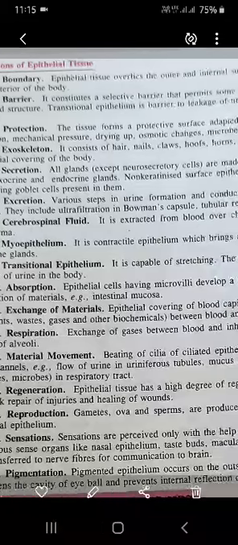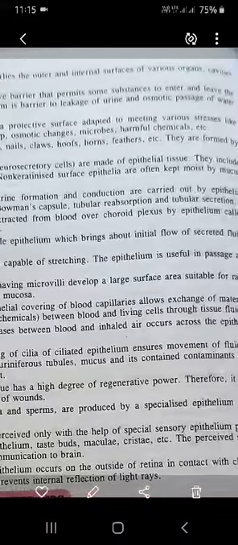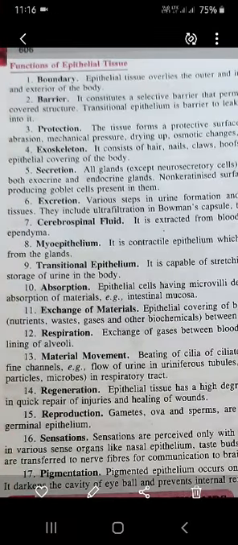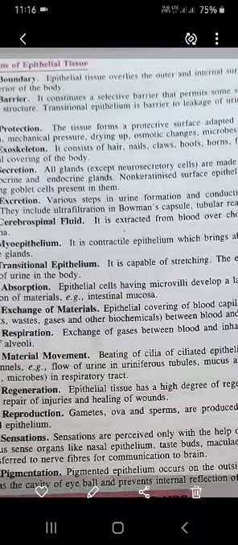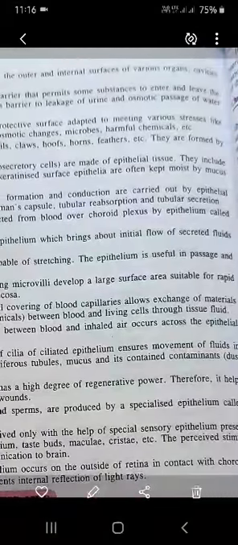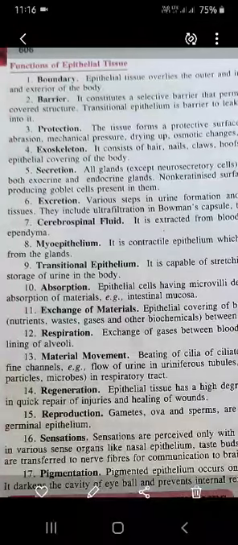Reproduction. Gametes, ova, and sperms are produced by specialized epithelium called germinal epithelium.